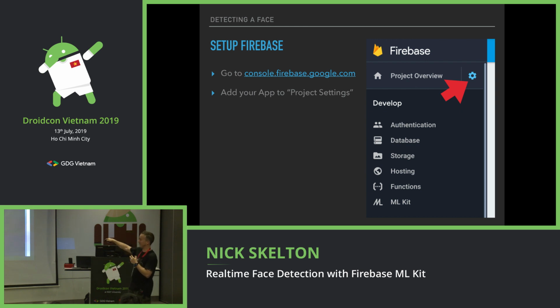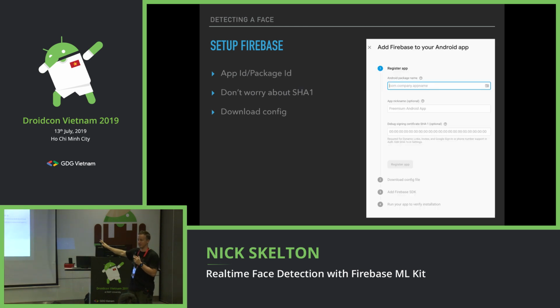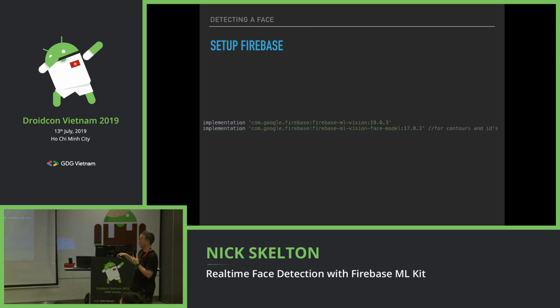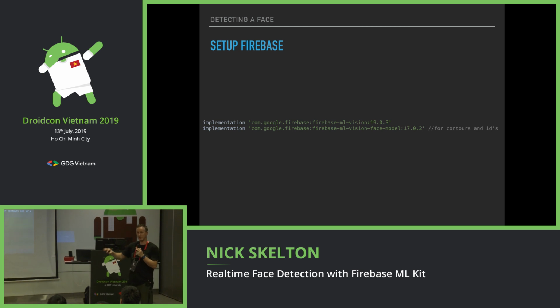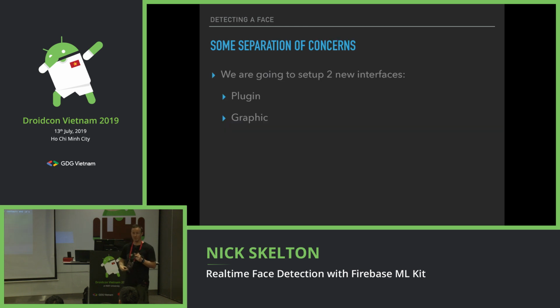Setting up Firebase. I'm not going to go into too much detail here because it's just documentation. You can find this online, and it's very straightforward. But the interesting stuff is another implementation. You need to add another dependency if you want to use contours and IDs. It's kind of important because it will download a TensorFlow model onto the device in the background on the user's first usage. So that's just a little gotcha. You can't use this completely offline. The user has to go online just at the start, to download this model, and then you can go offline.